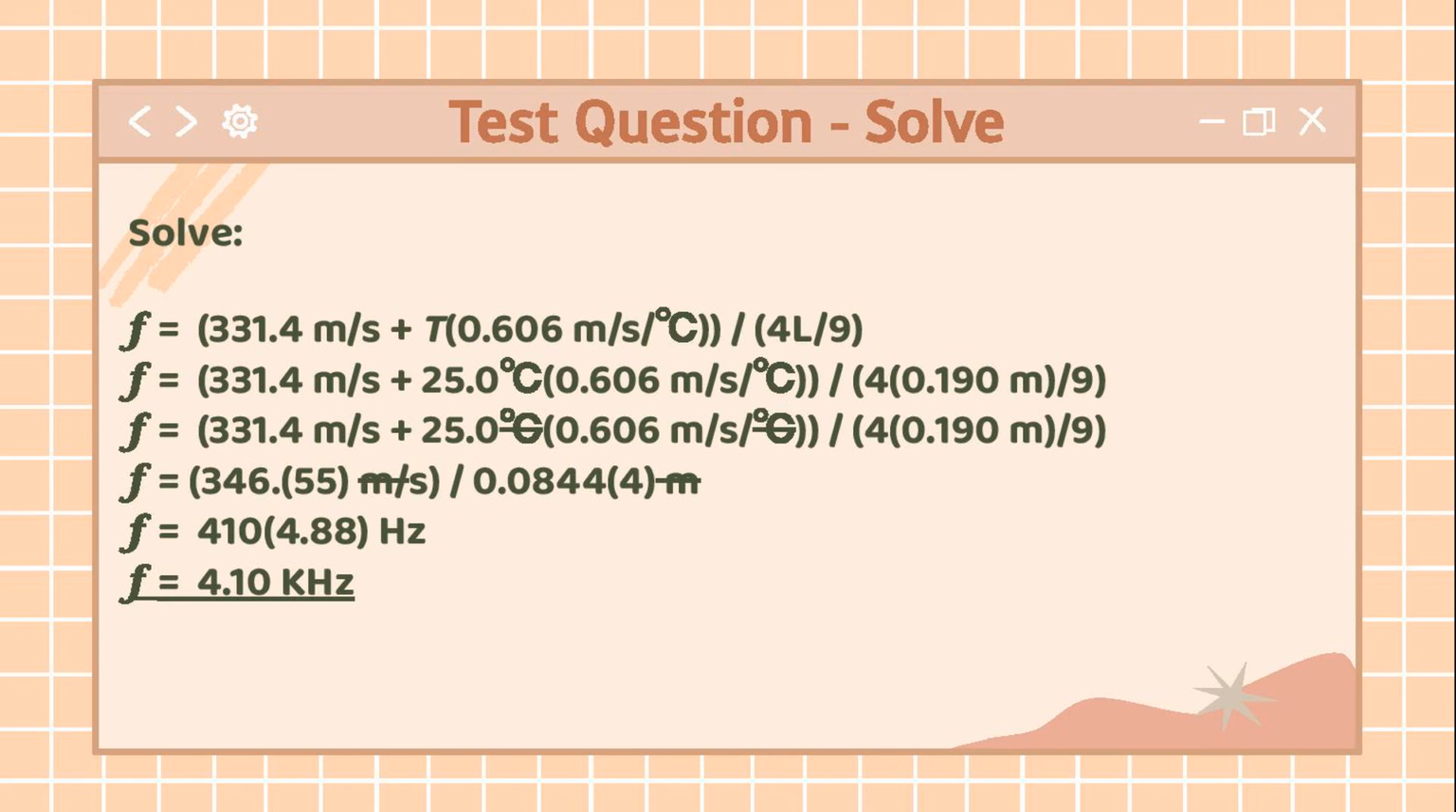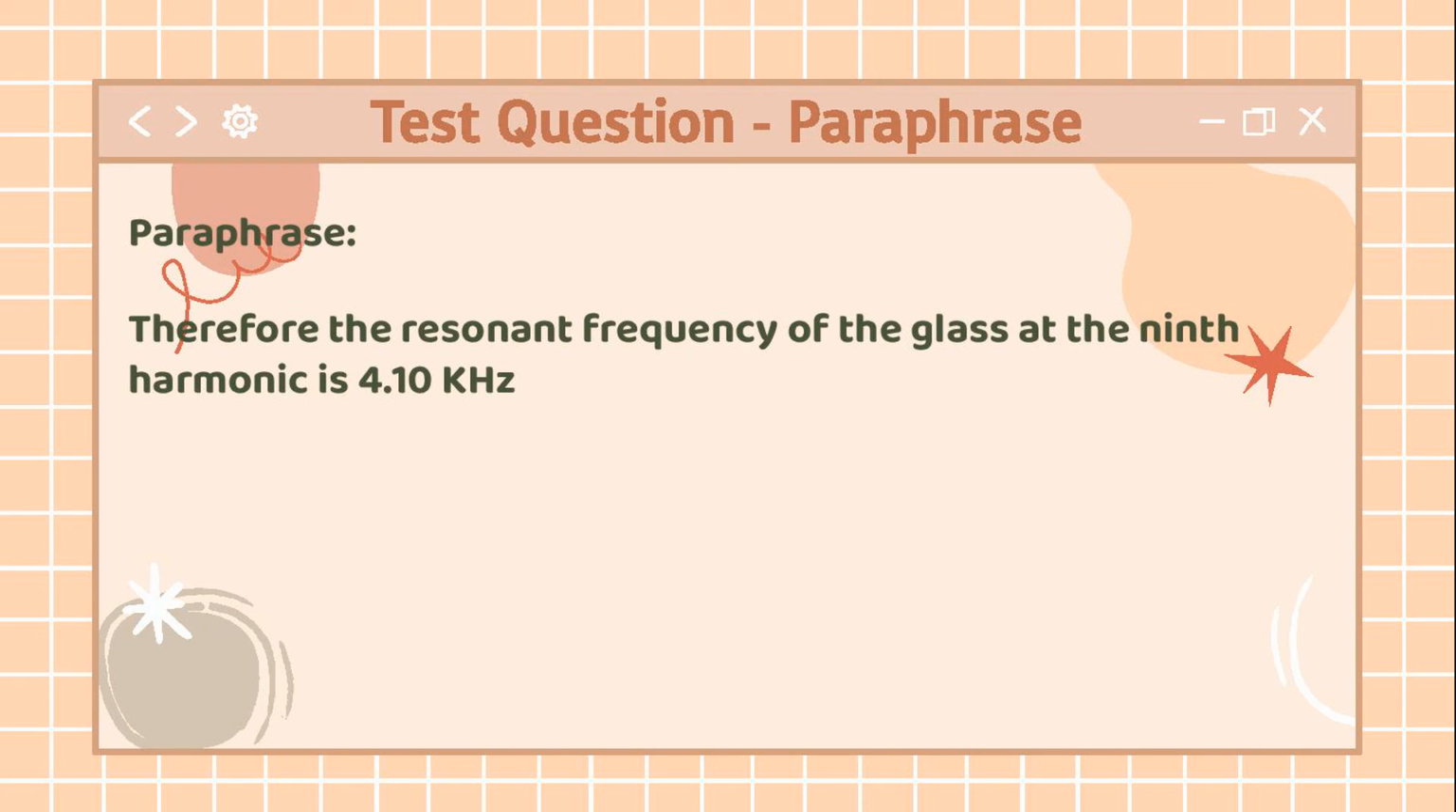Finally, let's rephrase this in a sentence. Therefore, the resonant frequency of the glass at the ninth harmonic is 4.10 kilohertz.